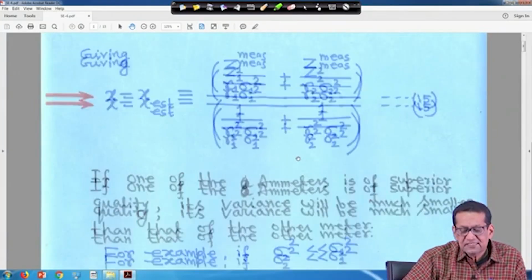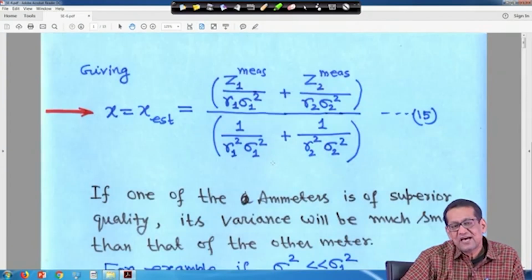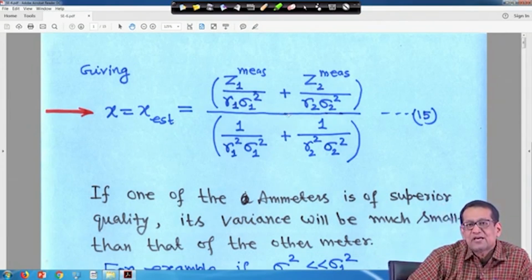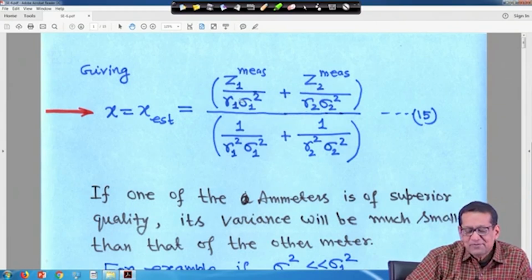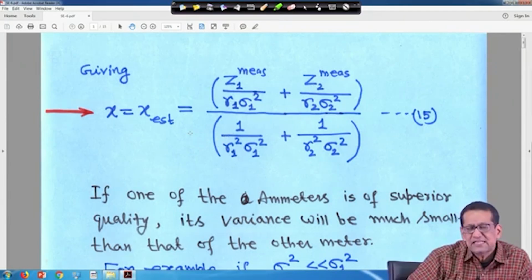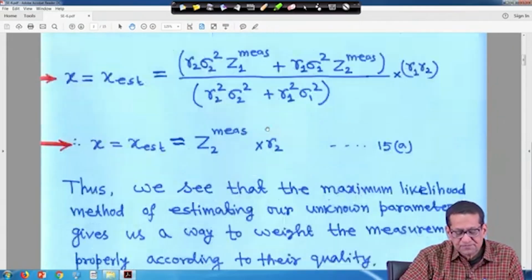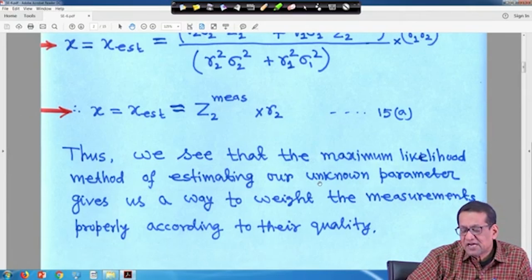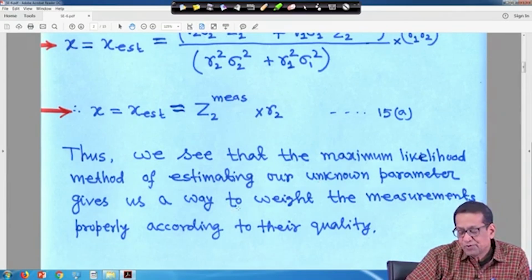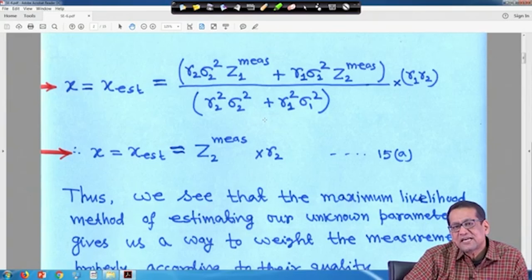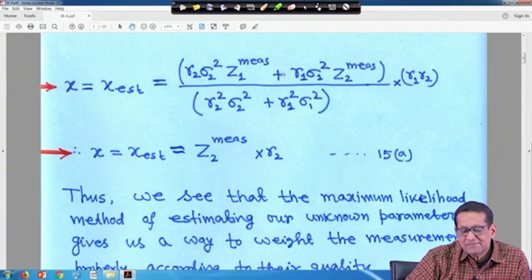Otherwise, when you have 2 meters and different measurements, you can see the x estimated value is not like the first case where we took only 1 meter and 1 voltmeter. So, everything is related to the other. So, you will get the best estimation of the voltage, right. X estimate, x is nothing but your voltage. Thus we see that the maximum likelihood method of estimating our unknown parameter gives us a way to weight the measurements properly according to their quality. That means it depends on sigma1 and sigma2, the standard deviation. In other words, it is variance, in this case the expression has sigma1 square and sigma2 square, it is variance, right.